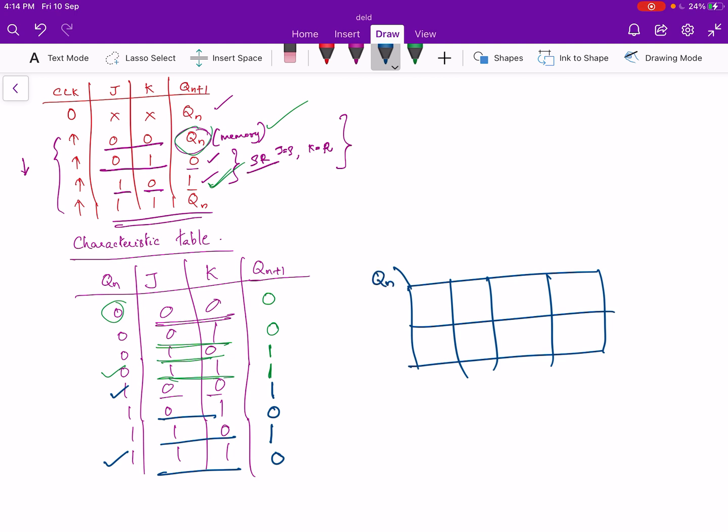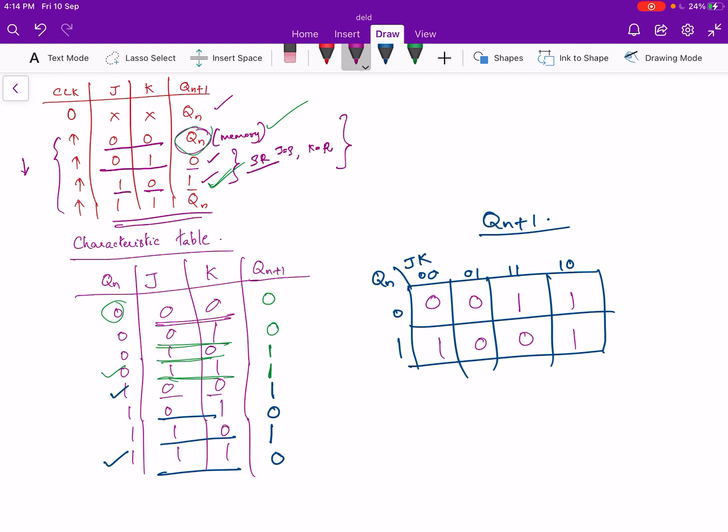So this is Qn and this is JK. So we have drawn the K map for Qn plus 1. So this is 00, 01, 11, 10 and 0, 1. So corresponding to 0 0 0, output is 0, next is 0 1 1, 1 0 1 0.